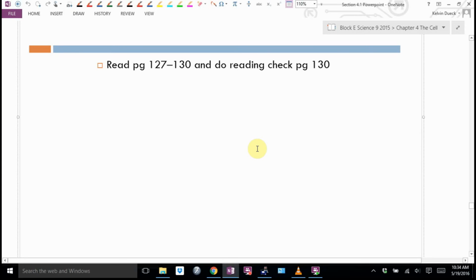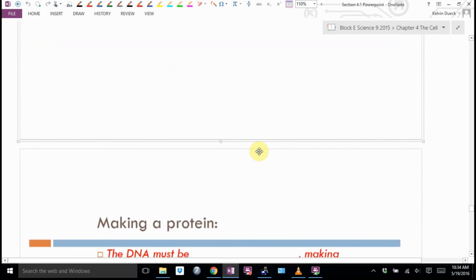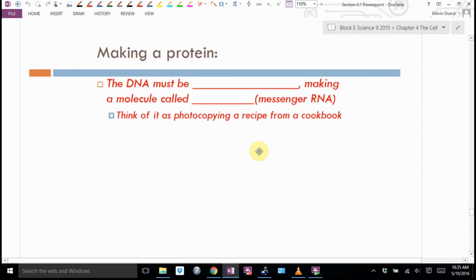Let's get even more specific. Jaden, who's going to sit up. Let's make a protein. I've told you your protein, I've told you that's the key to everything. So, to make a protein, because proteins are created outside the nucleus, but the DNA is inside the nucleus, first thing that's got to happen is the DNA has to be copied.